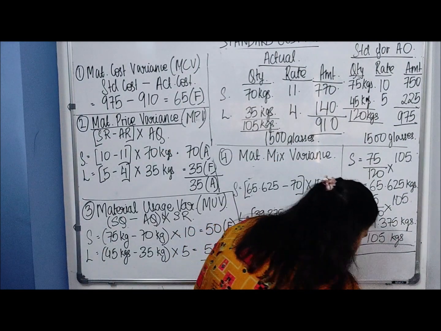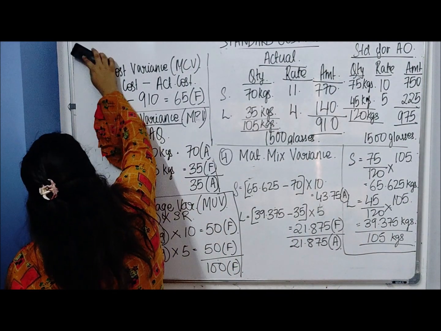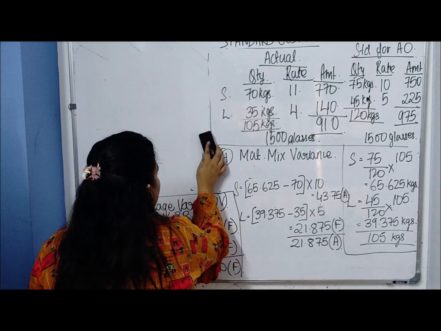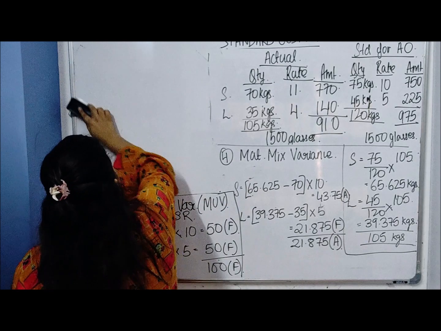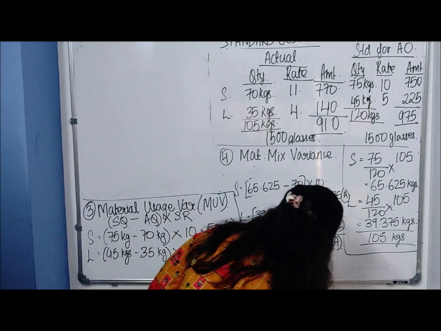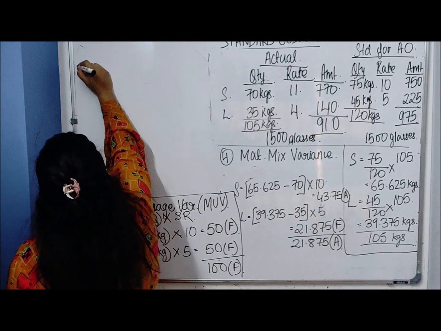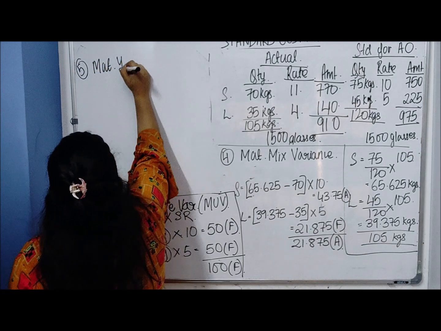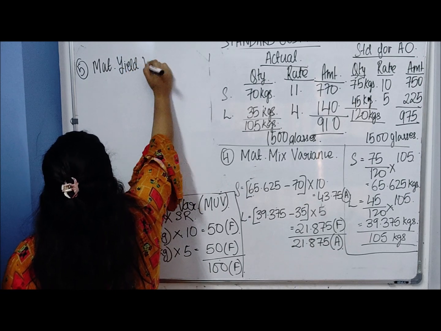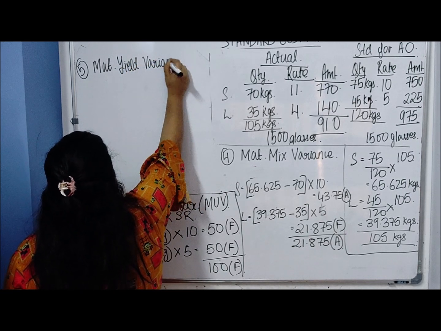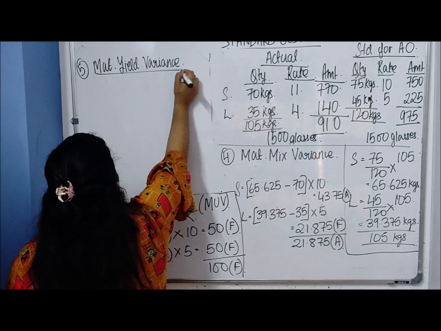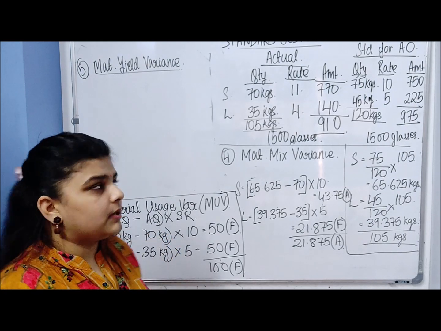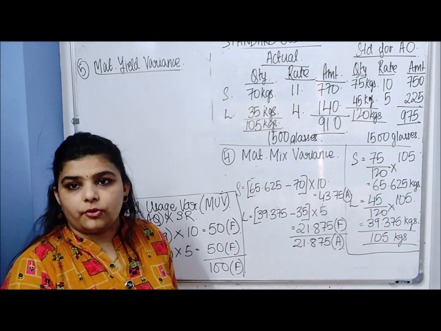Now, coming to the last ratio, I am removing these two ratios. I hope you have written it down. The last ratio that we have is material yield variance. How much is the difference in the yield? What does yield mean? My output.